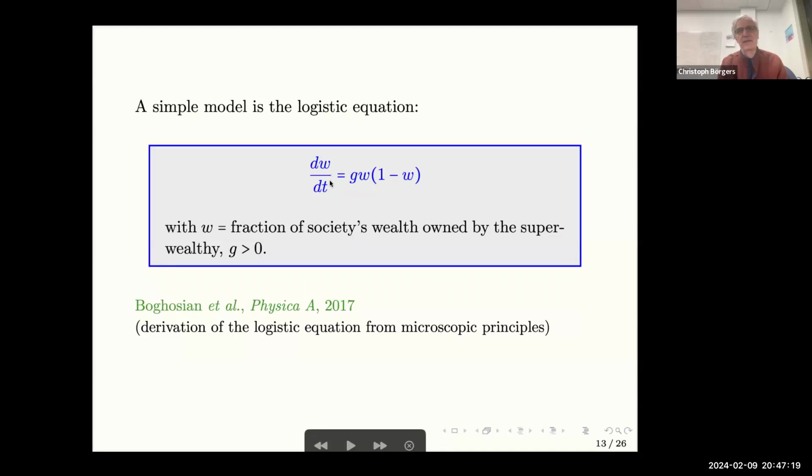W is the wealth held by the very wealthy, and that wealth is driven towards one, meaning they own everything in society, with a rate that goes up as W goes up. So it's G times W. And this was actually derived from microscopic principles by Bruce Boghossian and his students in 2017.